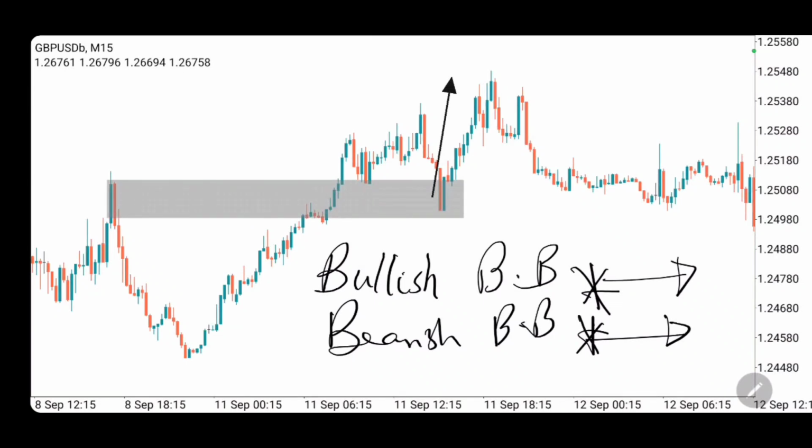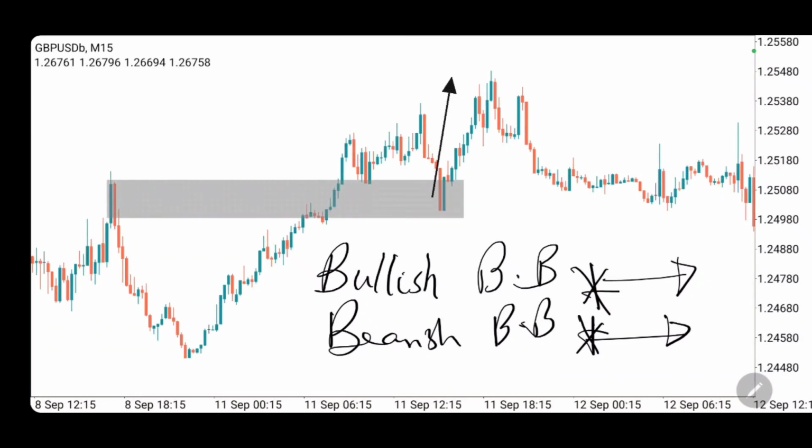The layman, the newbie forex trader, calls it the market trend, but it is actually market structure. The market creating higher highs and higher lows is a bullish phase. The market creating lower lows and lower highs is a bearish market structure. So trade bullish breaker blocks on a bullish market structure and bearish breaker blocks on a bearish market structure, for a higher probability of success.